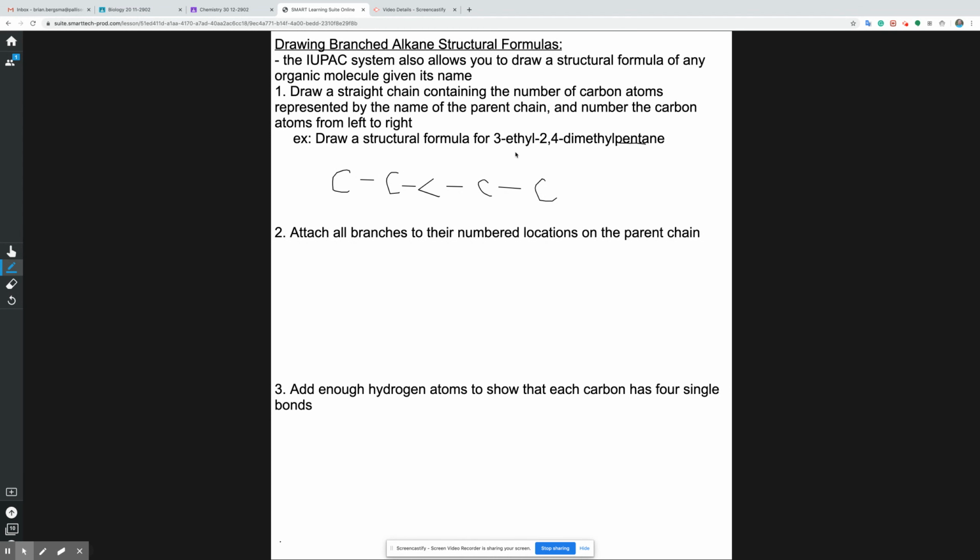Now we look at our side groups. So we have 3-ethyl. So coming off the 3rd carbon, we have 2 more carbons coming off of that as a branch. And then off the 2nd and 4th carbon, and like when I do my numbering, I always go left to right because that's the way we read, so I just always do it that way. It's just easier to see.